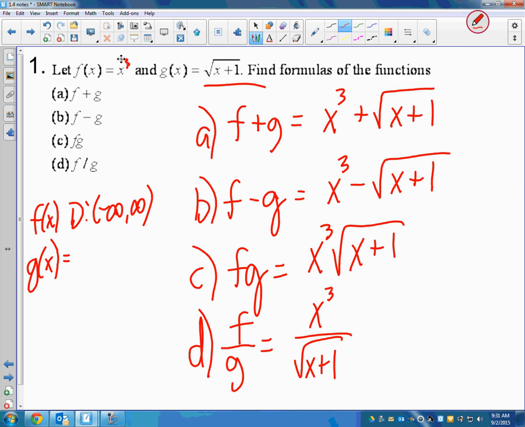What's the smallest number I can plug in there? Negative 1, right? Because that's what makes it go to 0. If you're still struggling with that, to find the domain of square root functions, you just set what's under the radical greater than or equal to 0 and solve it, and you'll get that x has to be greater than or equal to negative 1, which means I'm going to say my domain is negative 1 to infinity.